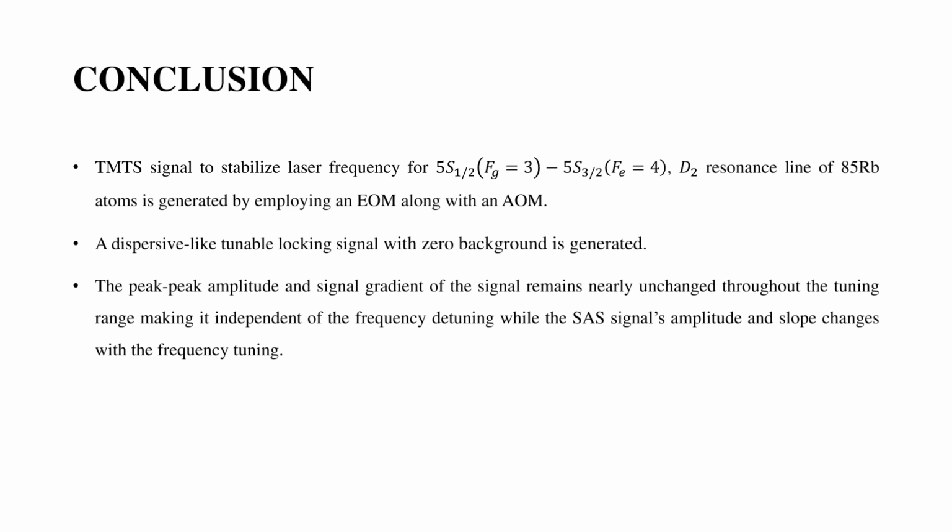To sum this up, a tunable MTS signal is generated for the 3 to 4 D2 resonance line of the rubidium atom, and this generates a dispersive-like tunable locking signal with zero background. The peak-to-peak amplitude and signal gradient remain nearly unchanged throughout the tuning range, making it independent of the frequency detuning, while the SAS saturation absorption spectroscopy signal's amplitude and slope change with the frequency tuning.